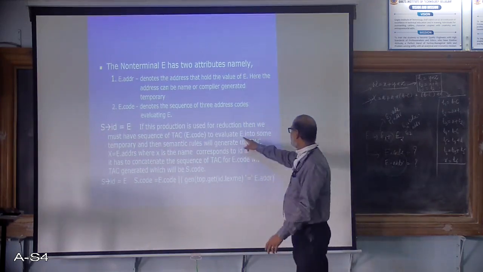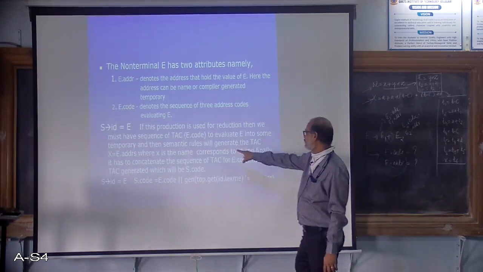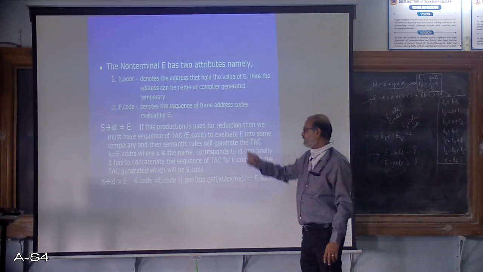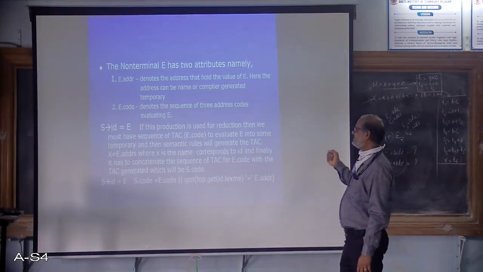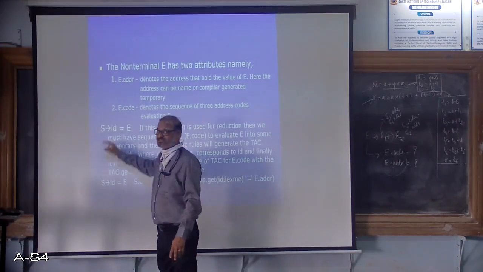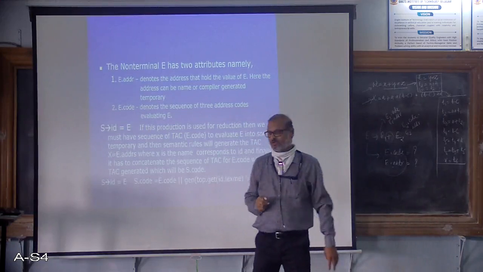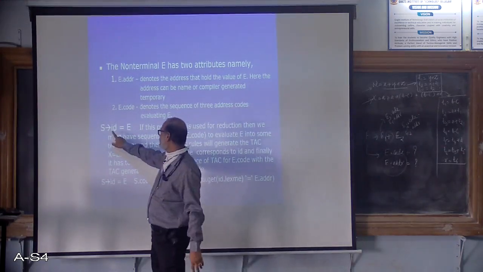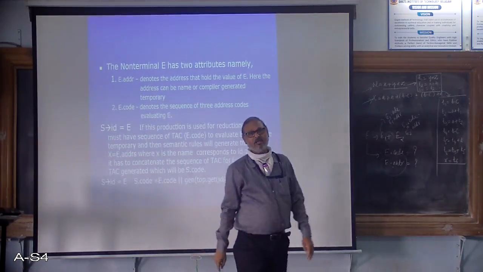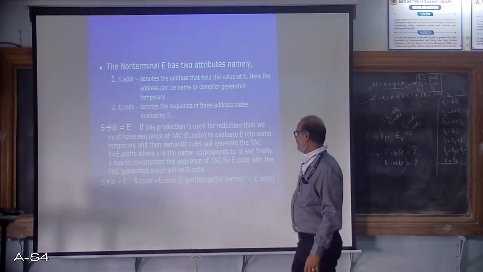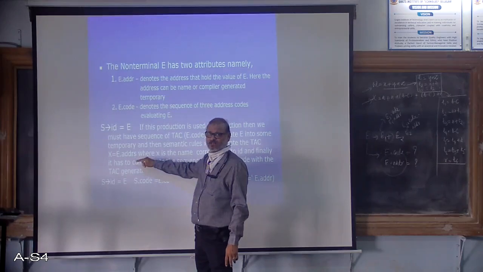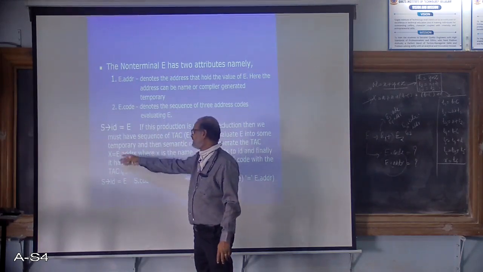It means that to evaluate E into some temporary, and then semantic rules. Now I have to attach the semantic actions to this particular production. That rule will generate the 3 address code X equal to E.address. That means here you should get the instance of an id from the symbol table. The value of the expression is going to be stored in the variable which is available in the symbol table. So I have to get the corresponding variable from the symbol table. Let us say it is X.